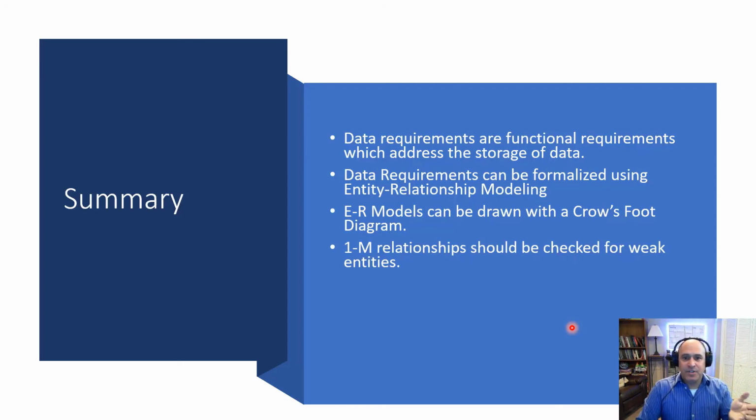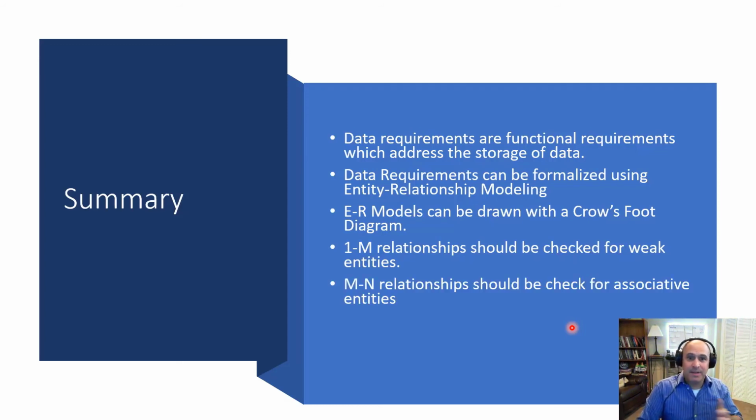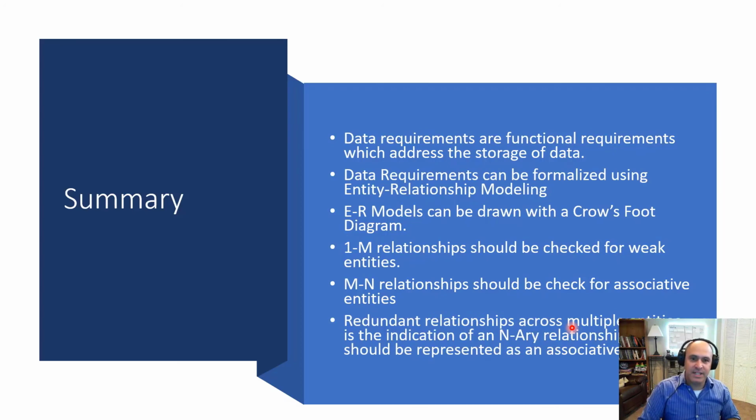One-to-many relationships should be checked for weak entities. Many-to-many relationships should be checked for associative entities. Redundant relationships across multiple entities is an indication of an N-ary relationship, which should be represented with an associative entity between all the other entities that are related to it.